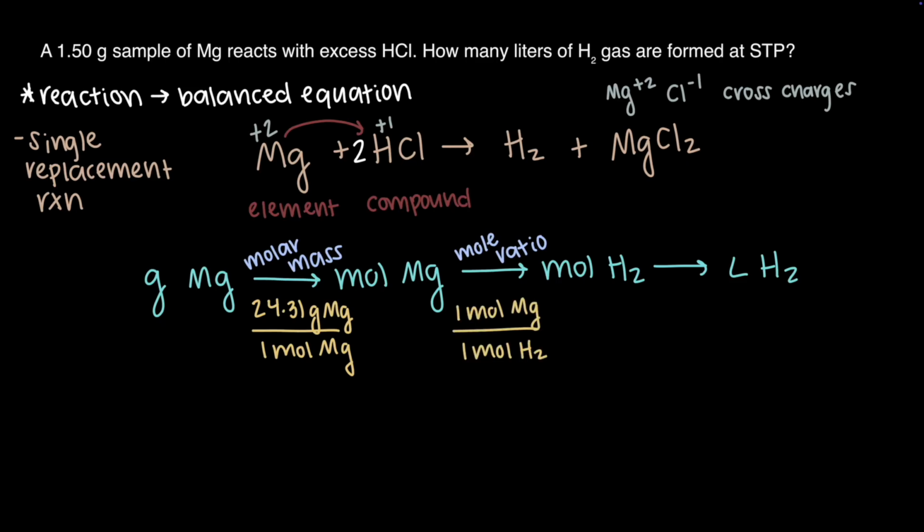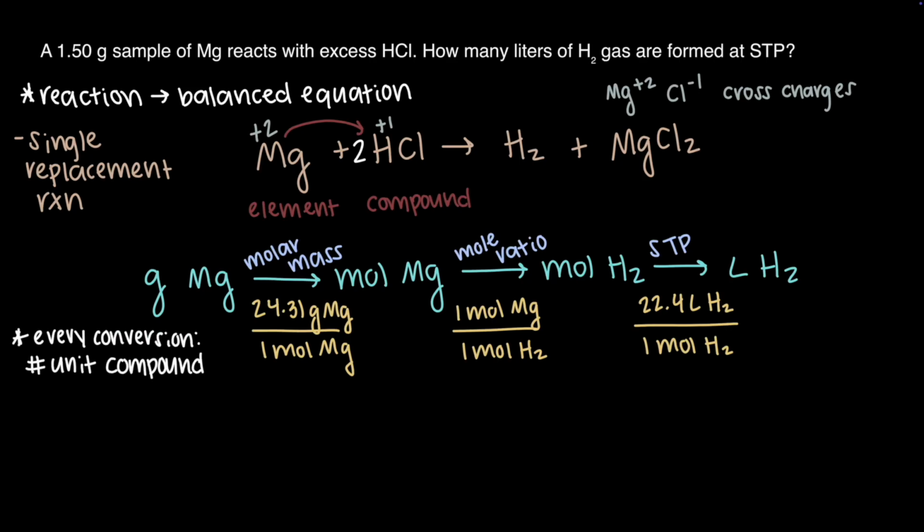To convert from moles of H2 to liters of H2, we can use the STP conversion, 22.4 liters per every 1 mole. For the STP conversion, the compound is H2 when we are converting from moles H2 to liters H2, so the whole conversion factor is 22.4 liters of H2 for every 1 mole of H2. Remember, every conversion should have a number, a unit, and a compound.